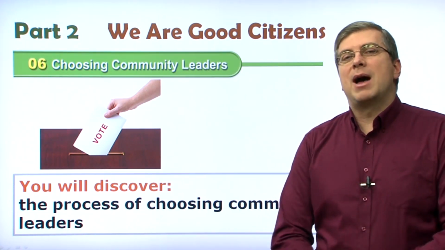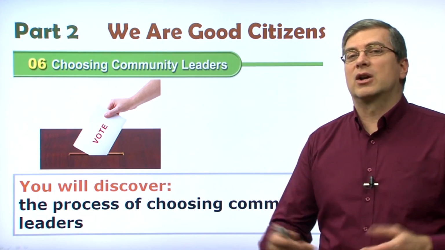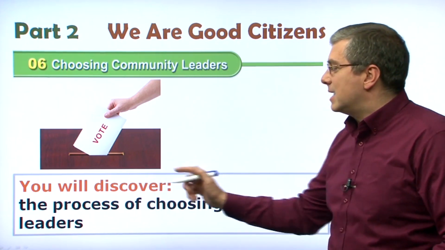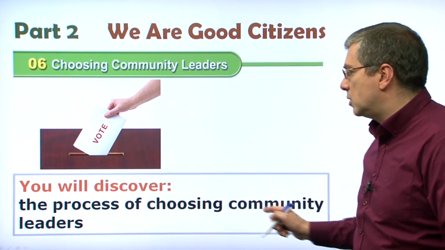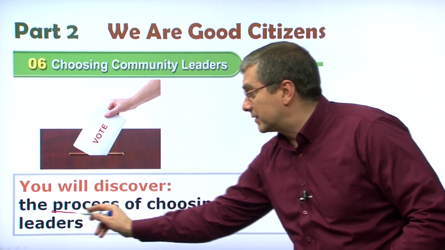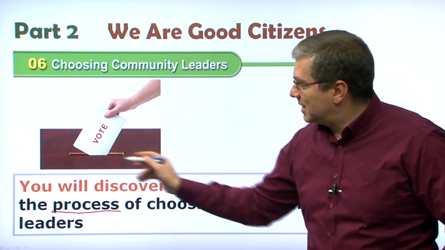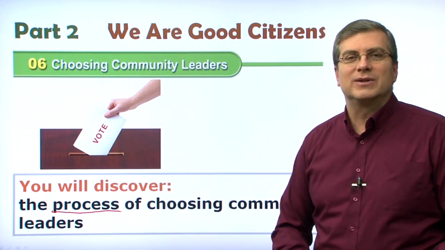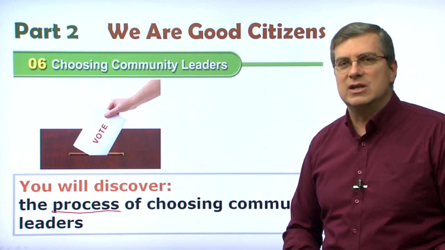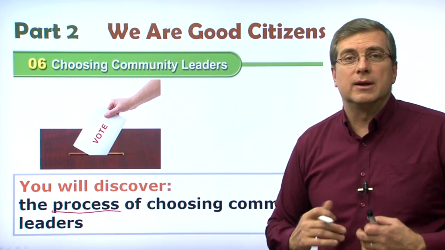So when we're talking about being good citizens, remember we have to choose our community leaders. So in this unit you will discover the process of choosing community leaders. The process means how do we do it, right? We can see a little diagram here. Somebody's voting, right? They put in many choices. We'll talk about that in this unit. But this is the process, how people choose their leaders.